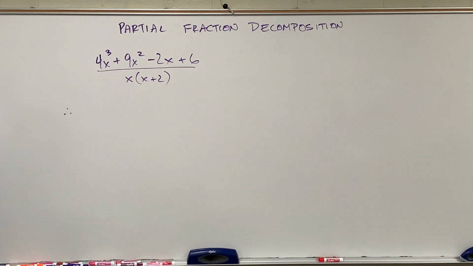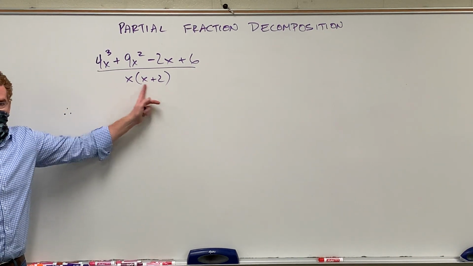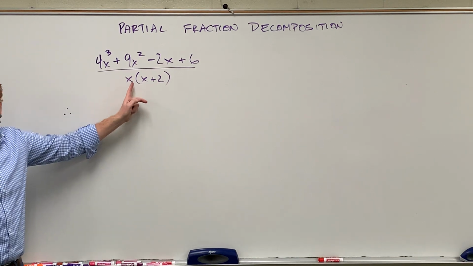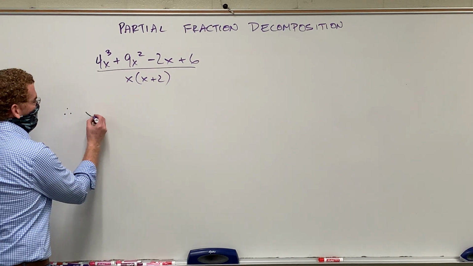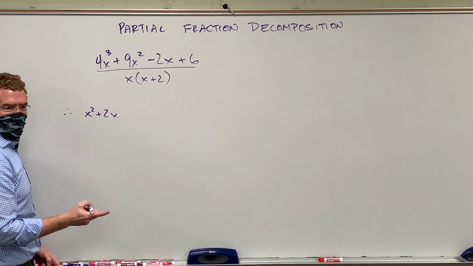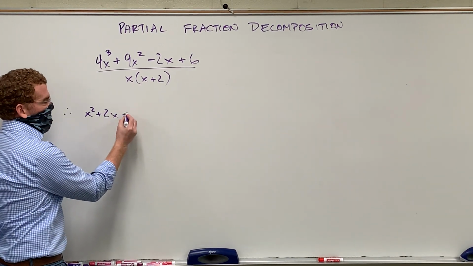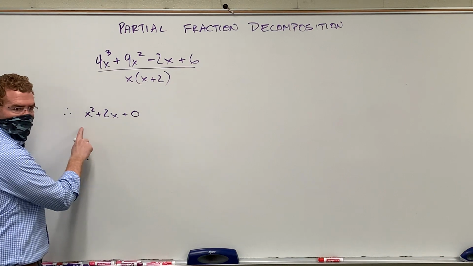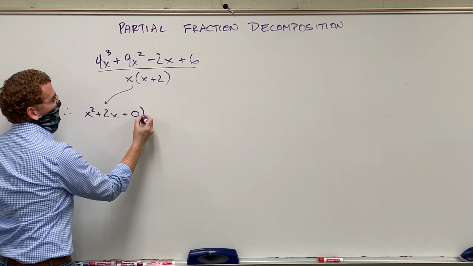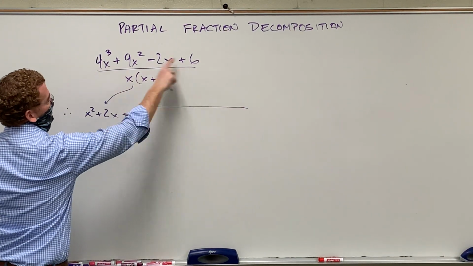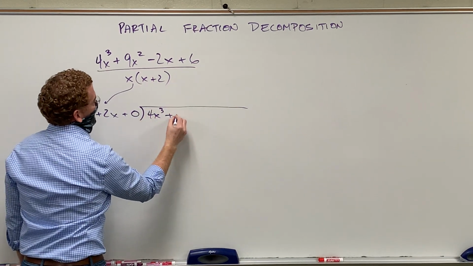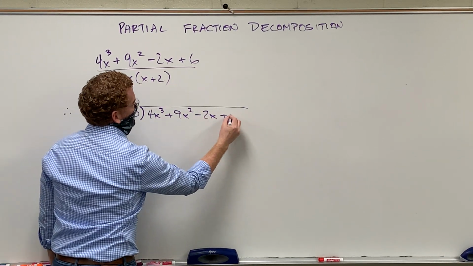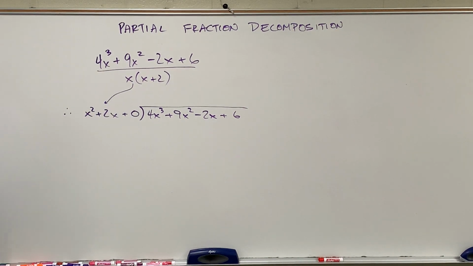Now the only way I know how to do that is to actually multiply that back together so that I can divide, which would give me x squared plus 2x. So I'm going to take this x squared plus the 2x, and we know with division we like to fill in spaces that are missing with zeros. So take that x squared plus 2x, and I'm going to divide that into the numerator, which is 4x cubed plus 9x squared minus 2x plus 6. And remember, if you're missing any spaces, plug a 0 in there to hold that space. Right? Remember long division? Hopefully you do.